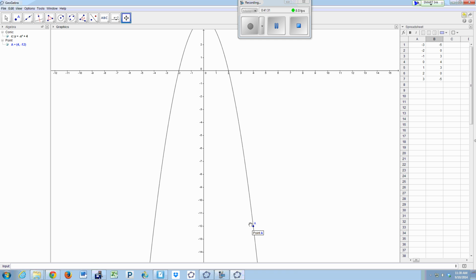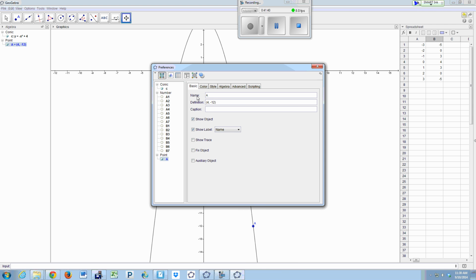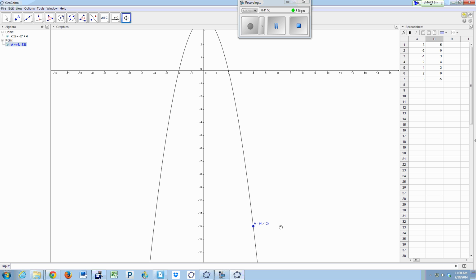Now here's a nice thing you can do. You can right click on point A. You can go to object properties. This is a very important thing. And you can say, hey, I want to see the name. I want to see the label. I want the name and the value. You go like that, and notice you get the coordinates of the point. Okay. So when I refer to the word object, A is an object. It's the point for -12. Guess what? C is an object. C represents this parabola, the equation for this parabola.